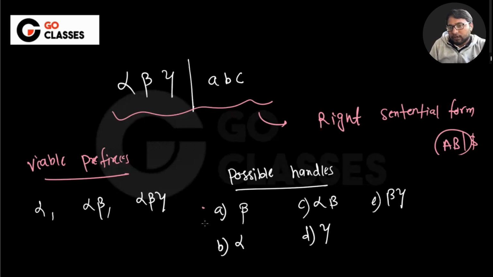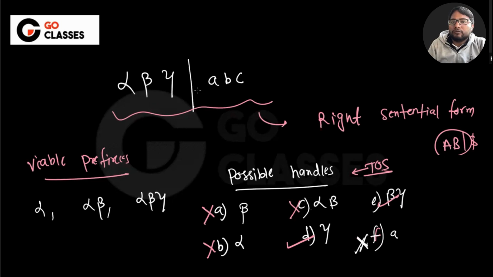Can the beta be the handle? No. It is not on the top of the stack, right? Can the alpha? No. Alpha beta? No. Can the gamma? Yes. Can the beta gamma? Yes, right? Okay. So whatever is the top of the stack. So given this, the whole thing is a right sentential form. This could be the handle, this could be the handle, and like that, right? So basically, can this A be the handle in this right sentential form? No, right? This A can't be the handle.